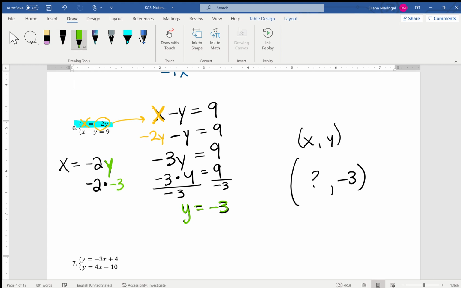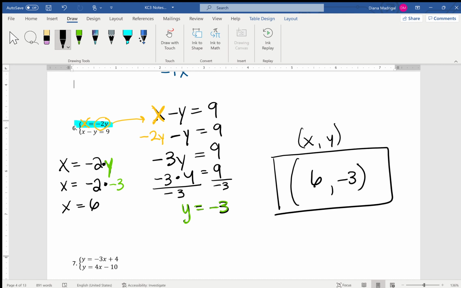And again, why is it times? Don't forget, it's negative 2 times y. So then there you go. Negative 2 times negative 3 gives me positive 6. So my answer now is 6 comma negative 3. Once again, we are doing the same steps as the other one, but be careful. This one had x by itself, so I'm plugging for x. That variable that is by itself is your hint of which one you're going to be plugging, which one you're going to be substituting for.